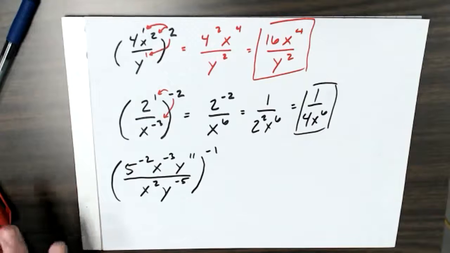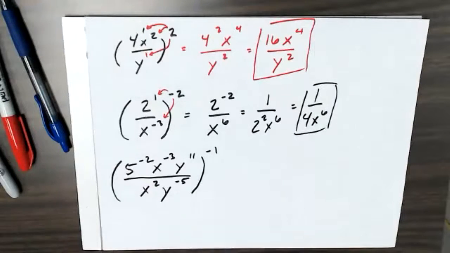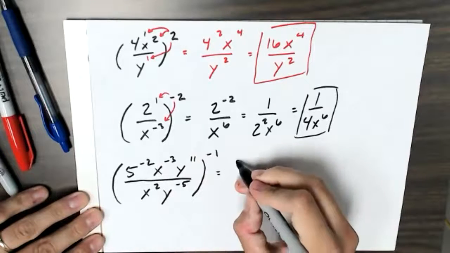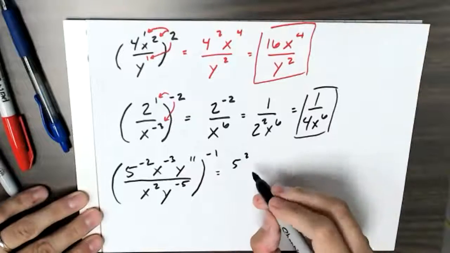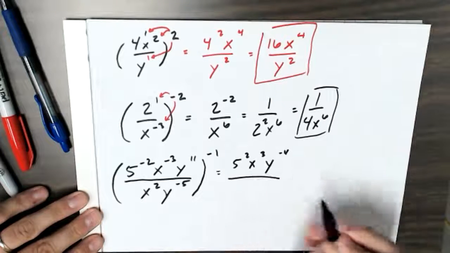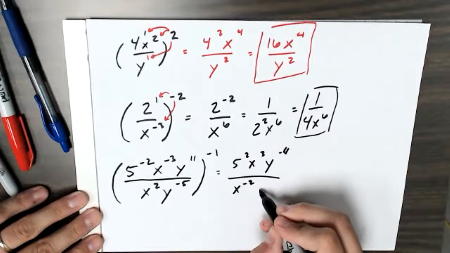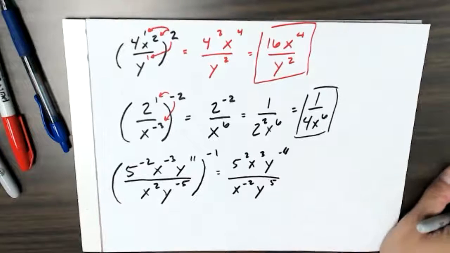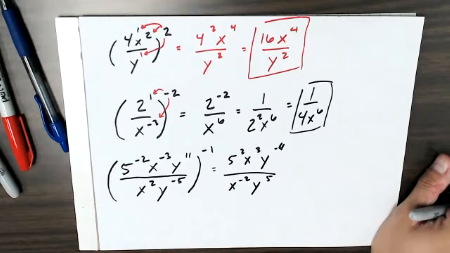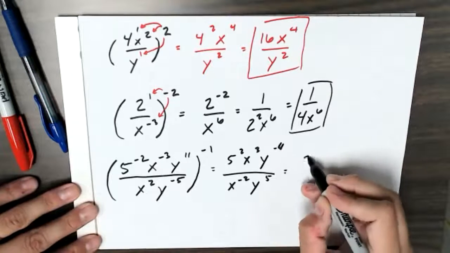Okay, so I'm going to hit pause again, give you a little time. Okay, so I'm going to just bring in the negative 1, and really all I'm doing is multiplying every exponent by negative 1. So I wind up with 5 squared, x to the positive 3, y to the negative 11, that's an 11, over x to the negative 2, y to the positive 5, right? Okay, so let's look at these. Ooh, lots of negatives going on. Hey, 5 squared is just 25. I'll put that one down first.